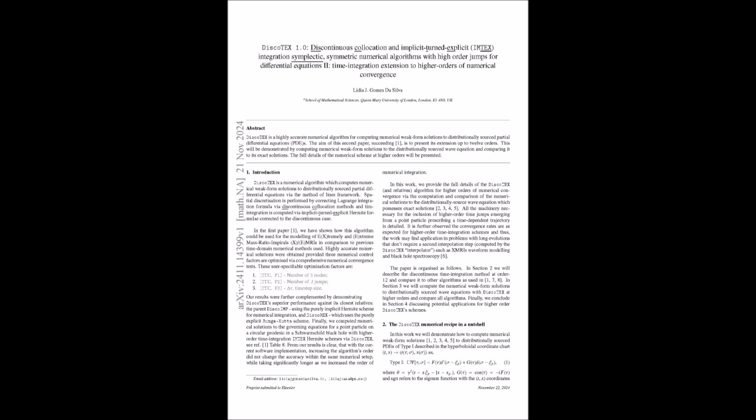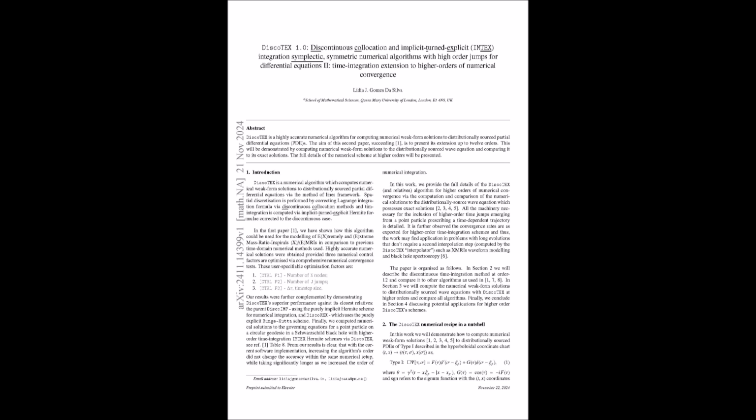The control factors. Are those like settings you tweak to fine-tune the algorithm? Spot on. There are three main ones. First, the number of nodes, which determines how fine that spatial grid is. Okay, so more nodes mean a more detailed picture, but probably more computation time too. Exactly. Second, the number of jumps, which dictates how many discontinuities DiscoTEX will handle directly.